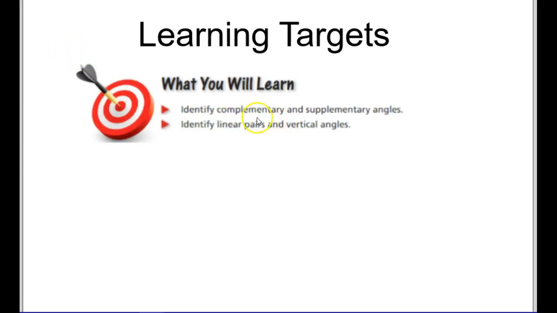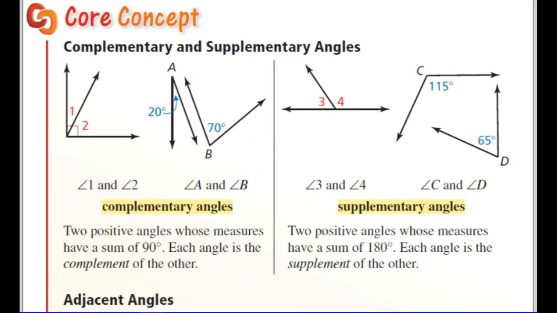First, we're going to identify complementary and supplementary angles and what those two things mean. Then we're going to identify some linear pairs and some vertical angles. So the first thing is our complementary and supplementary angles. The first thing I need to know is that complementary angles are angles that add. So here's my sum of 90 degrees. So they add up to 90 degrees.